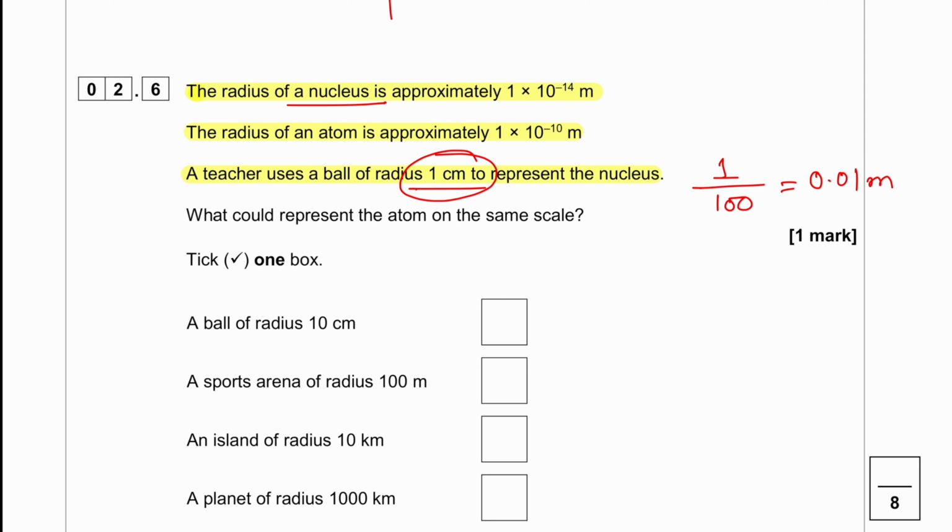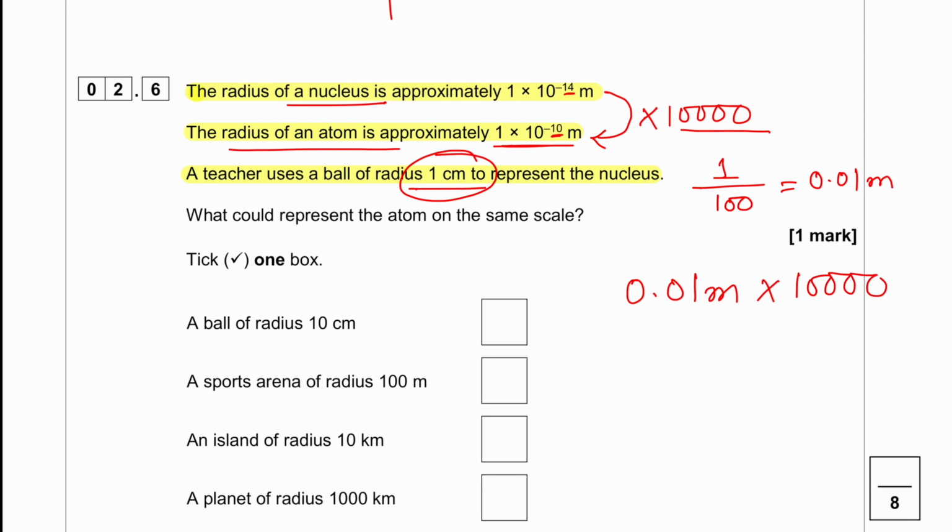Now to represent the atom, which is 1 × 10^-10 meters, we can see from here to here it increases by a factor of 10,000. How can I tell that? This is minus 14 and minus 10, so the difference is 4, meaning 4 zeros. So we just multiply by 10,000. If it is 0.01 meter for the radius, then multiplied by 10,000 would give us 100 meters. So the answer will be a sports arena of radius 100 meters. This can be used to represent the radius of an atom.